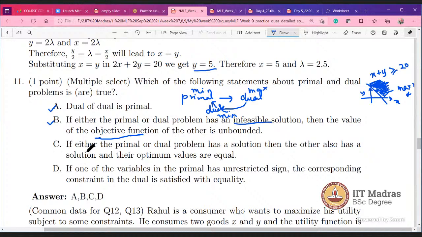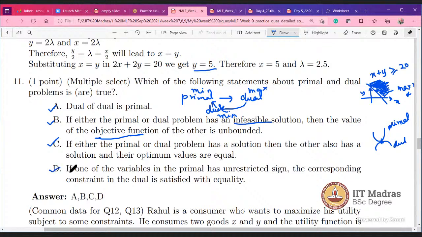And the third statement is if either the primal or the dual problem has a solution, then the other also has a solution, and their optimum values are equal. So this is the strong duality. Now this is where strong duality holds. So when both the primal and dual have a solution, their optimal values are the same. So that is what we had in a graph like this. If your f of x is like this, this is your primal, and this is your dual. Let us imagine a condition like this. They both meet at the same point. That is their value.